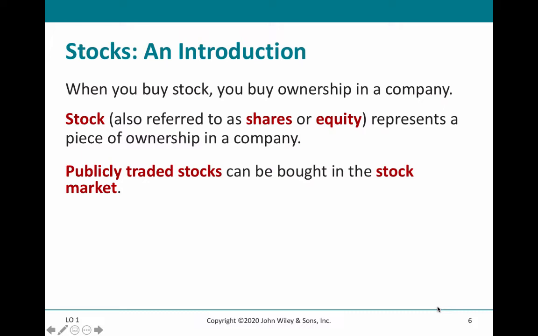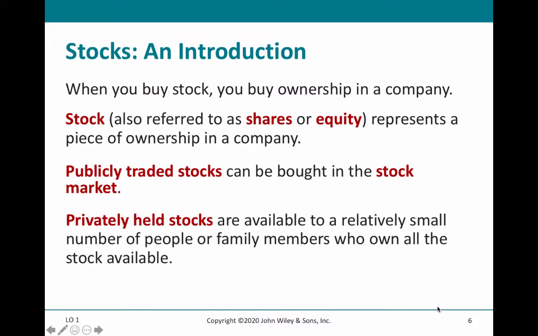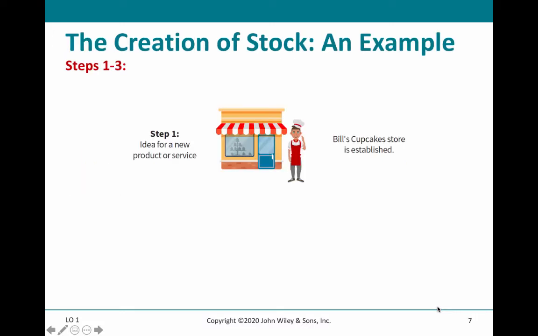Now, where do you go to buy stocks? You have to get those on the stock market. Kind of makes sense. You go to the store, we go to the stock market. There are privately held stocks, which would be for a private company. Stock markets are for public companies.